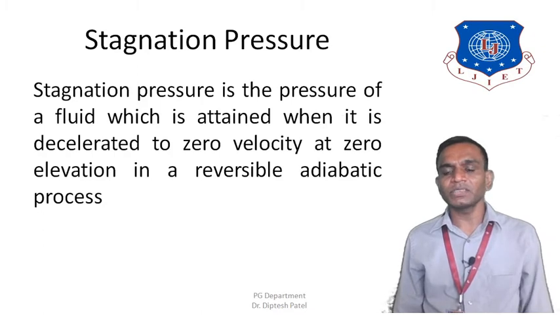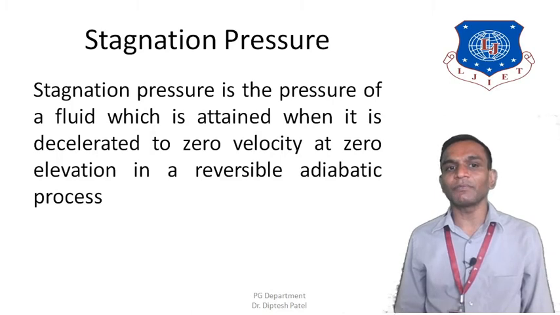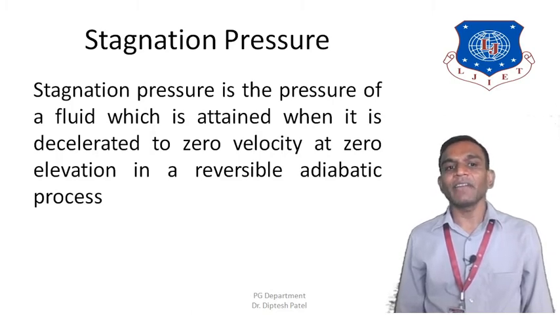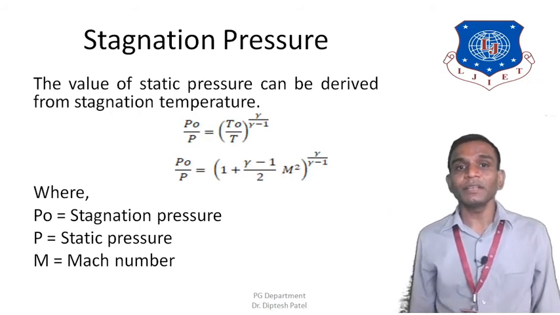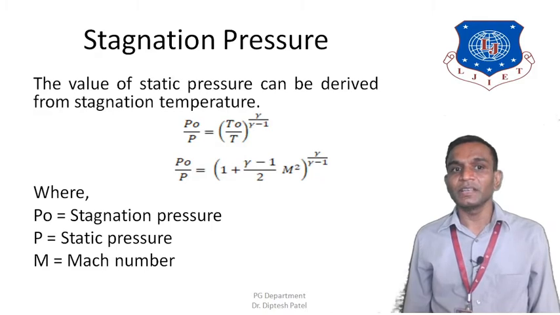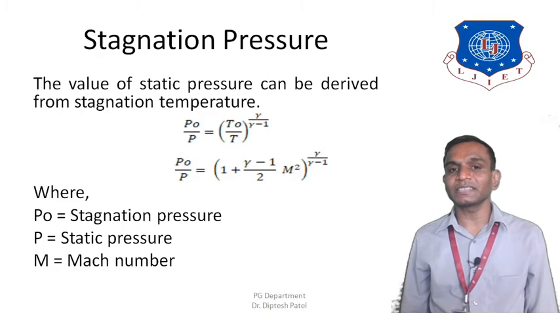Next one is stagnation pressure. We can use the same definition by introducing the pressure. So stagnation pressure is the pressure of a fluid which is attained when it is decelerated to zero velocity at zero elevation in an isentropic process, or a reversible adiabatic process. So here let's find the ratio of stagnation pressure to static pressure. Now that value can be derived by the isentropic relation, since we know that the isentropic relation says P1 divided by P2 is equal to (T1 divided by T2) raised to gamma upon gamma minus 1.